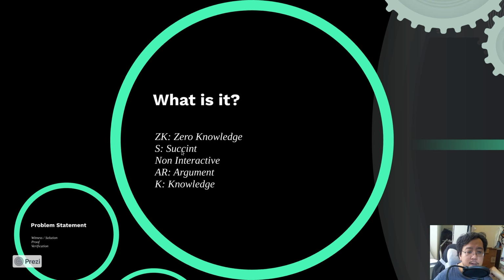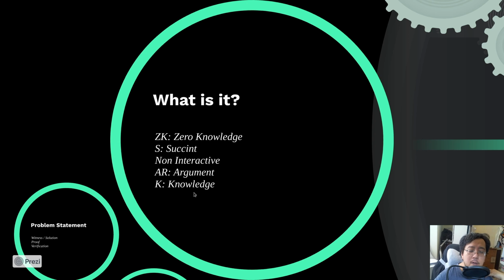And finally, the S, the succinct, is more of a practical property. In the past, these ZKPs tended to be extremely large, several kilobytes or several megabytes of data. Therefore, it would not be practical to use them in the blockchain, because the blockchain would have to record all these proofs, and the blockchain would be extremely large, and everybody would have to download such big chunks of data. So that is not acceptable.